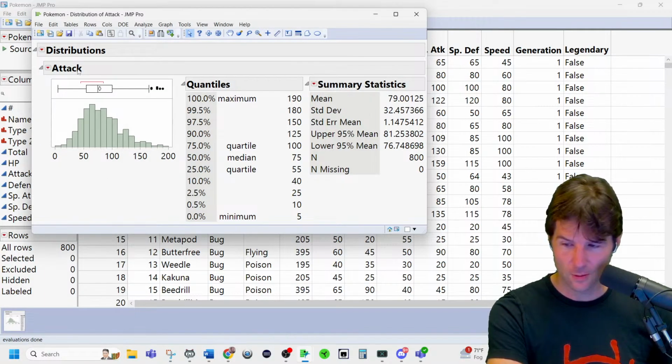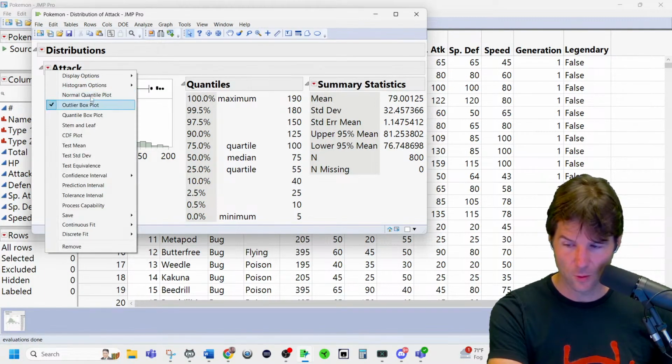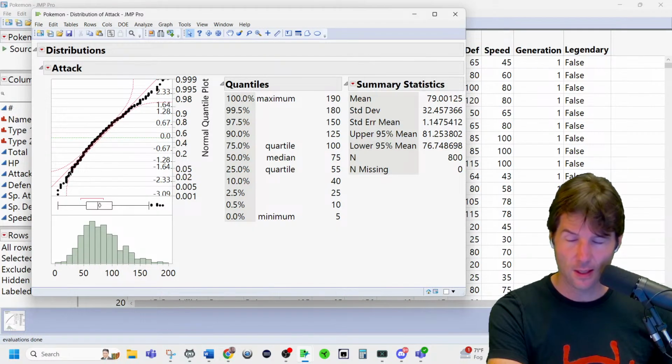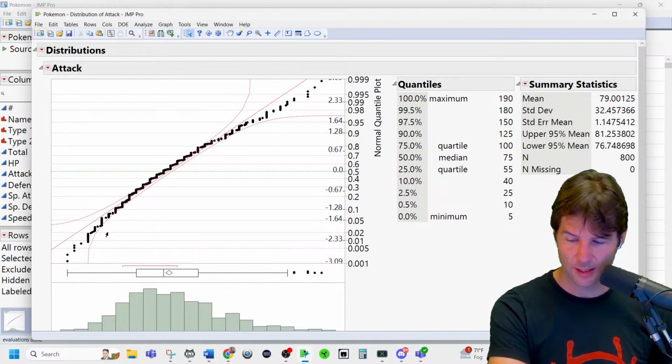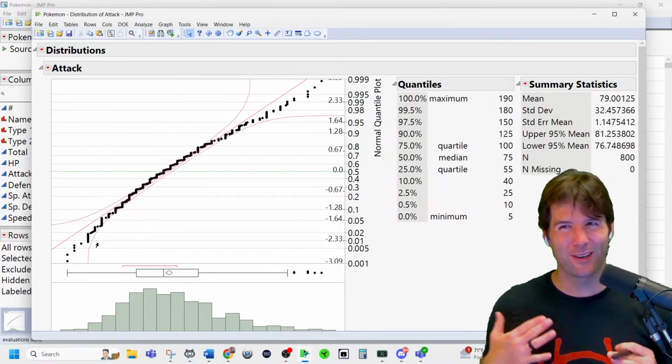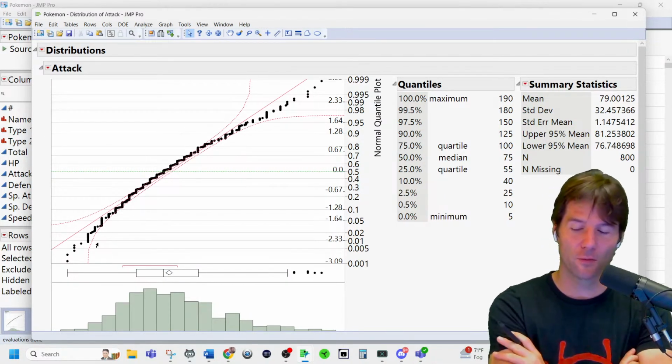So right here, we're going to go and do the normal quantile plot. And notice it follows the line a lot better. And this one, at this point, this is pretty normal. It doesn't escape these bands, which are kind of your meh bands, like, I don't know if it really is normal.